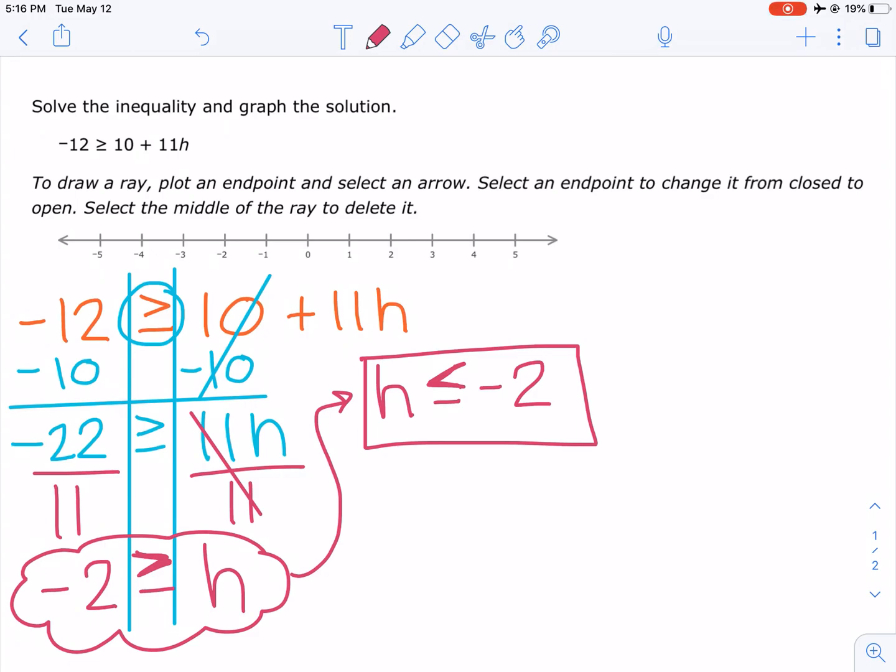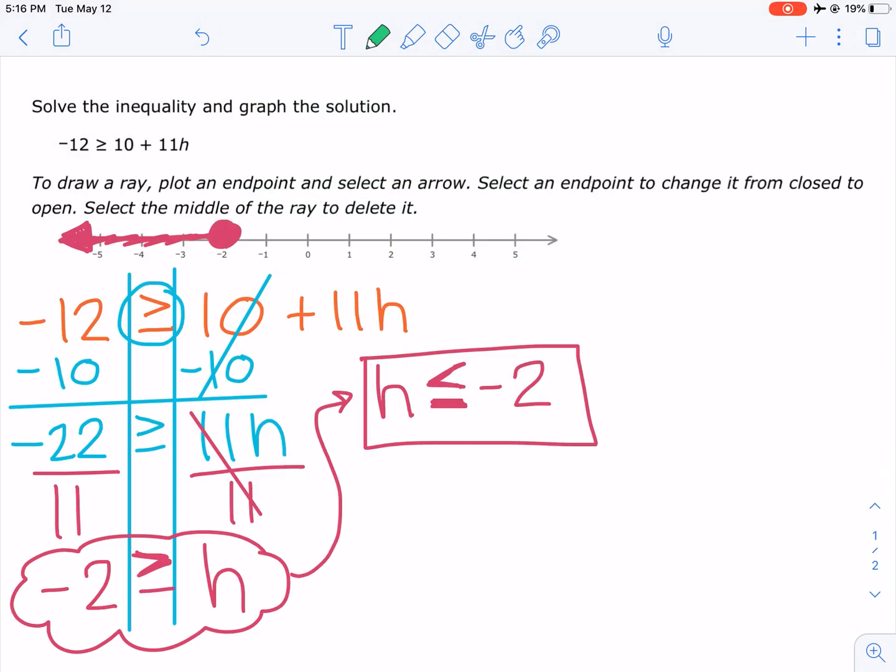Now I'm going to put it on my number line. So negative 2 is my boundary point. I'm going to get my bubble ready. I need to fill in this boundary point. This is a closed circle because I see that h is less than or equal to negative 2. Since it says h can be less than or equal, I want to shade in the negative direction, including my arrow, so showing that my number line will continue.